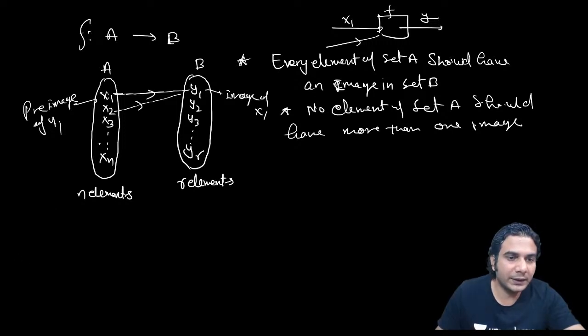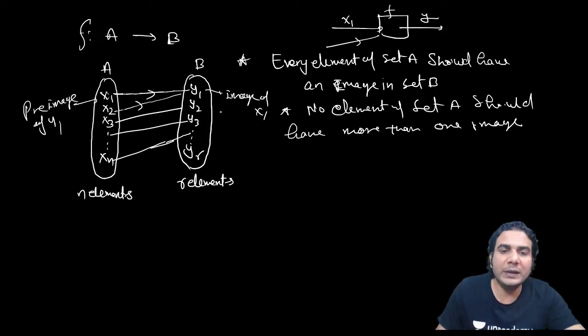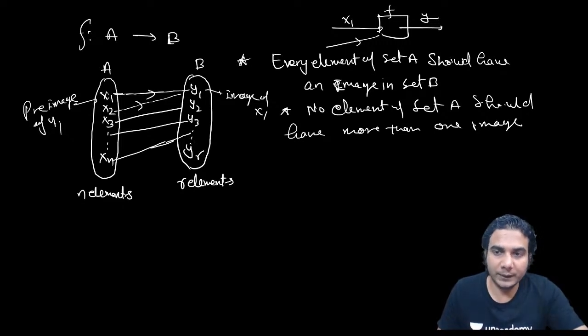So what was the first condition? That every element should map. Every element should map. Okay, no element should be left out. Yes, in B there might be some elements which are not mapped with any element of set A. That might happen. But every element of set A should have an image in set B. You can't leave any element out in set A. Such a mapping is a mapping of a function. You can call it a mapping of a function.